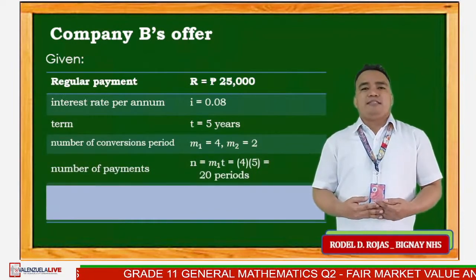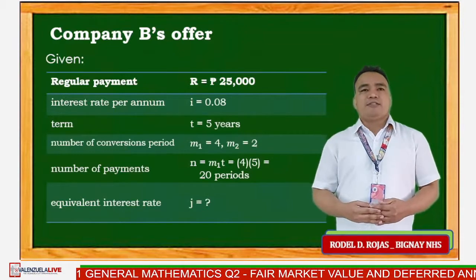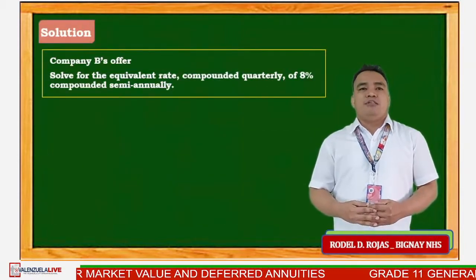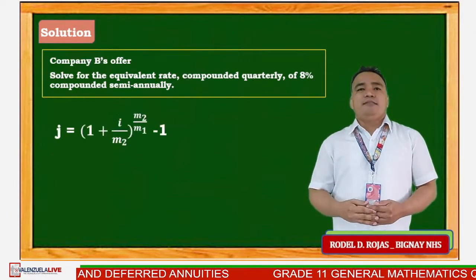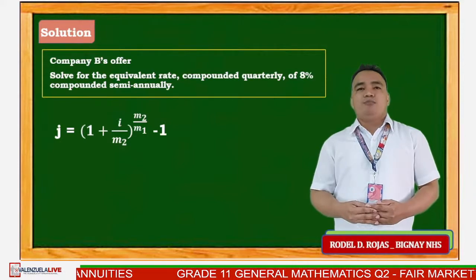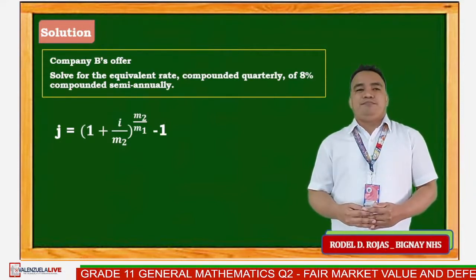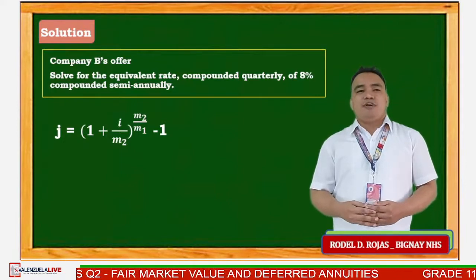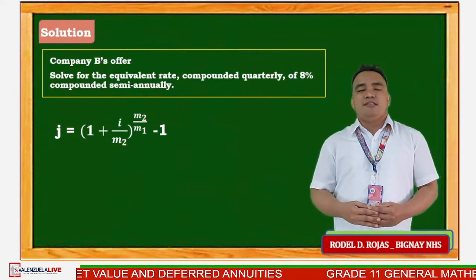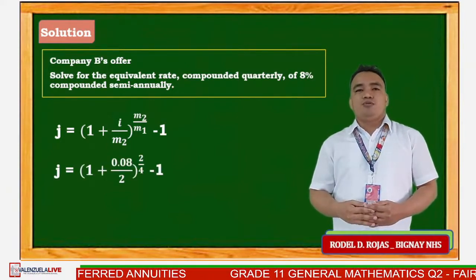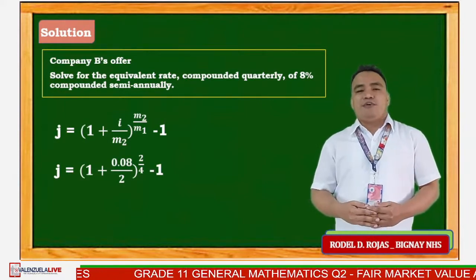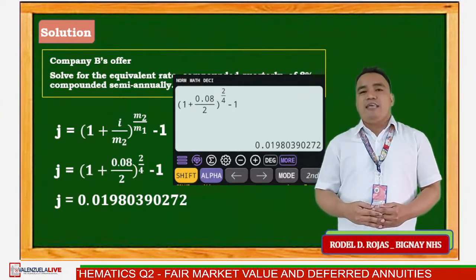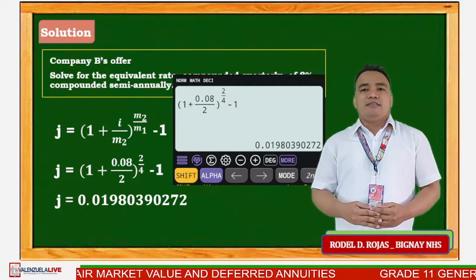Next, the equivalent interest rate J is unknown. Let us solve the equivalent rate compounded quarterly of 8% compounded semi-annually. The formula is J equals the quantity of 1 plus I over M sub 2 raised to M sub 2 over M sub 1, minus 1. I is 0.08, M sub 1 equals 4, M sub 2 equals 2. Then substitute the given, we have J equals the quantity of 1 plus 0.08 over 2 raised to 2 over 4, minus 1. Using the scientific calculator, the answer is 0.01980390272. Therefore, J equals 0.01980390272.